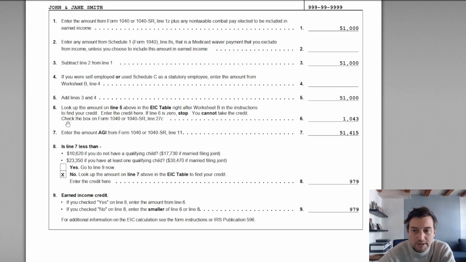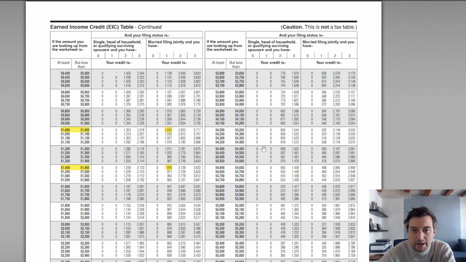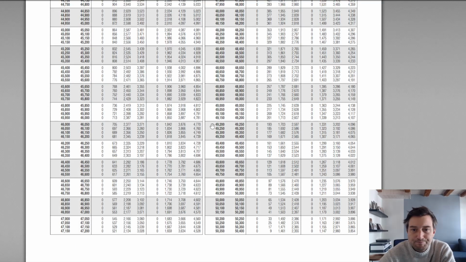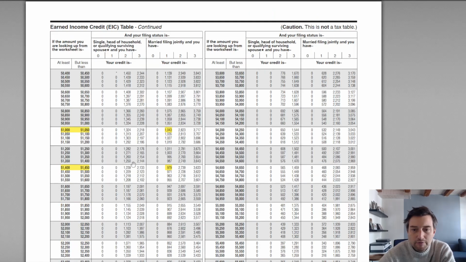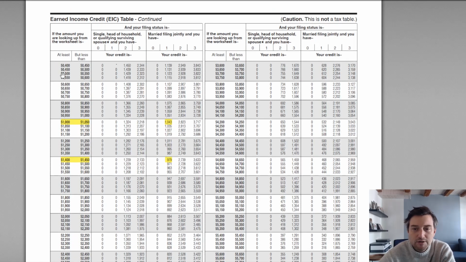So line item 6, it asks us to look up the amount on line 5. So look up 51,000 on the EIC tables to find the credit amount. So we'll go back to the Pub 596, and I've highlighted the relevant figures just to make it easier to see on screen. But these are the earned income credit tables. And so it has varying columns. It's many pages long. But the idea here is you are looking for where your income amount falls within these ranges, and then looking up your filing status and the number of qualifying children you have.